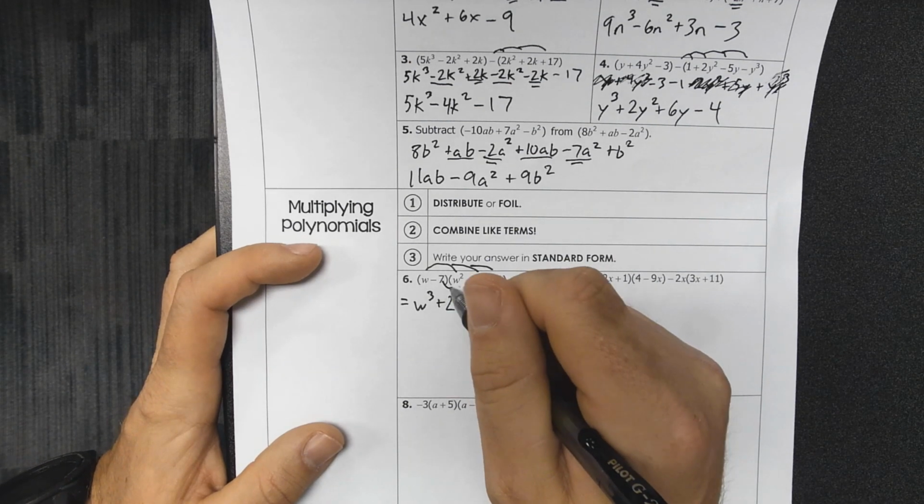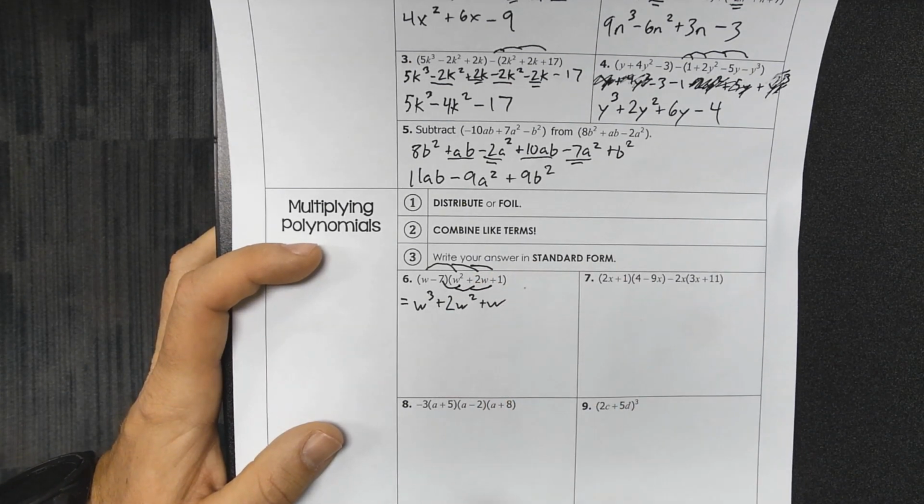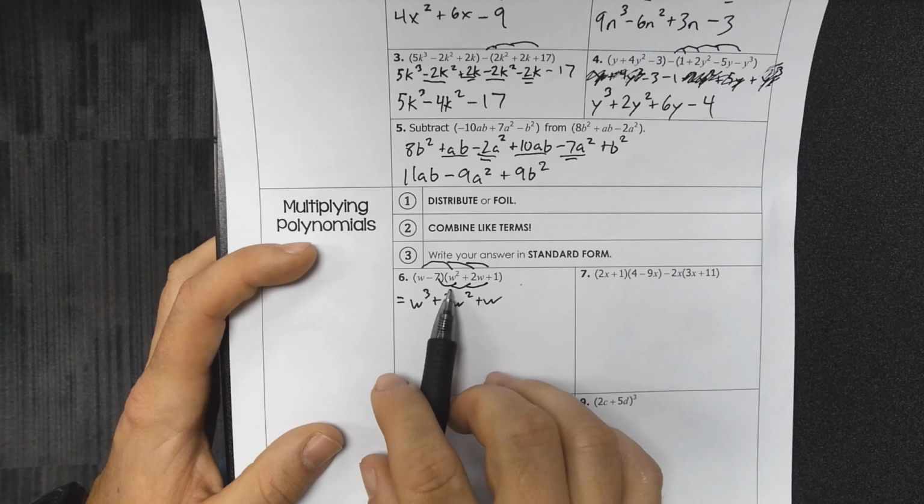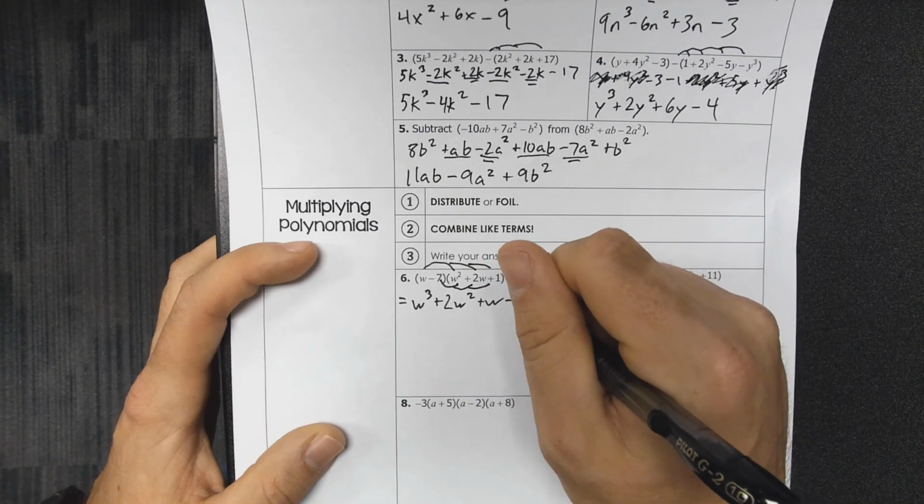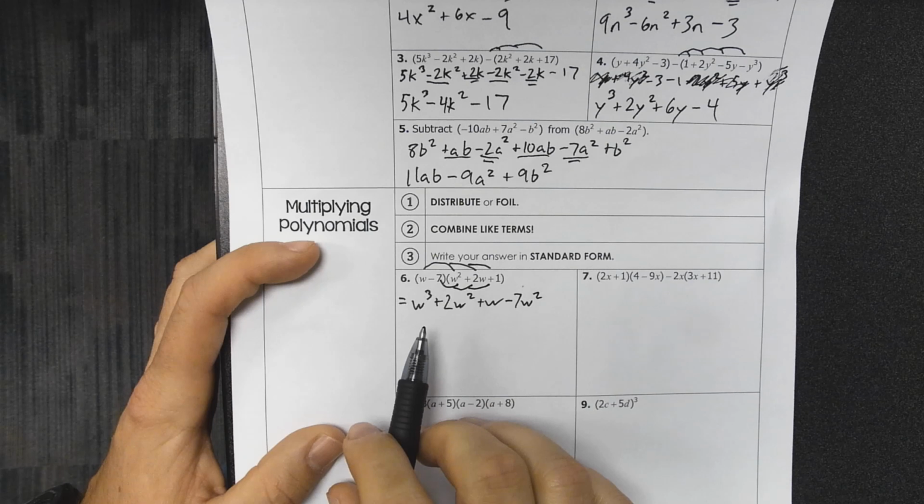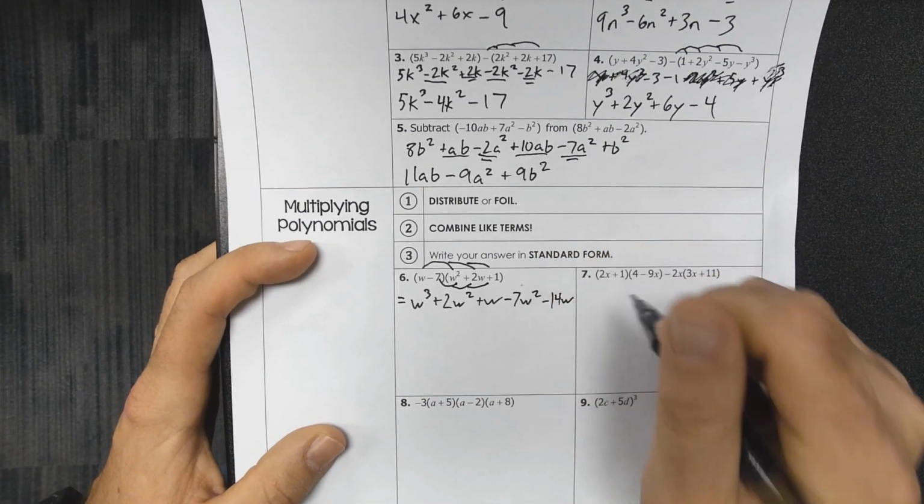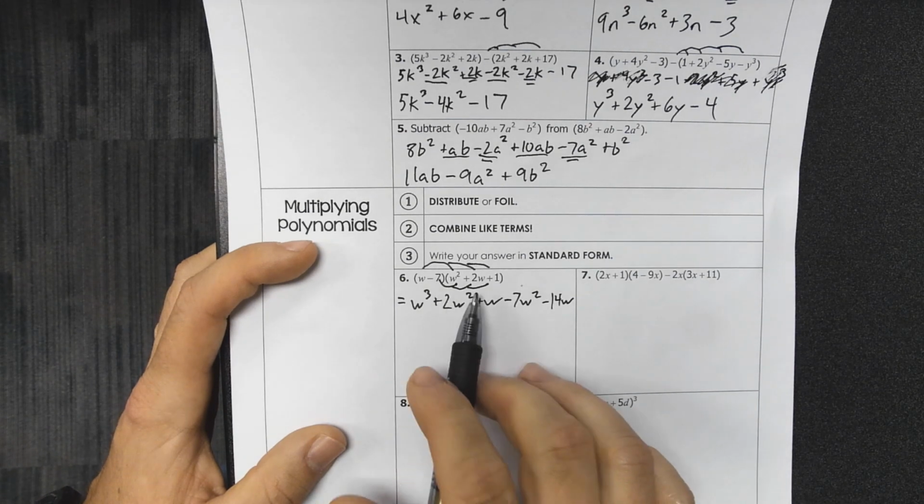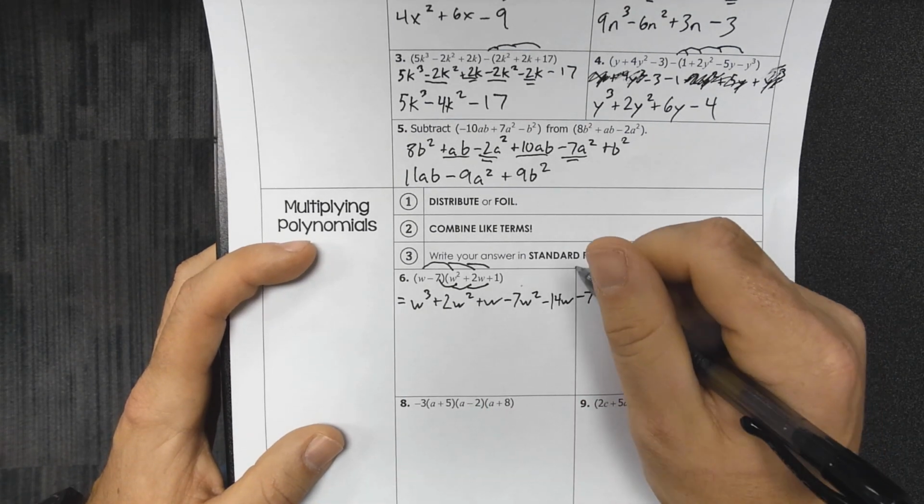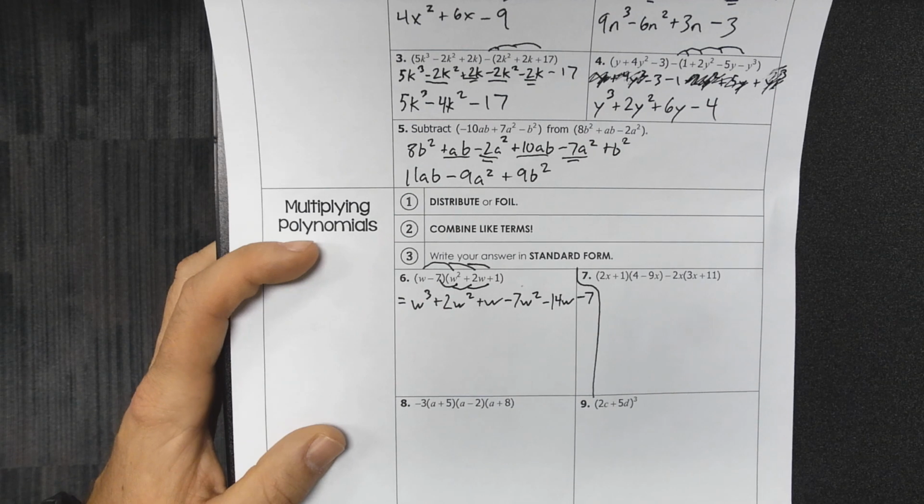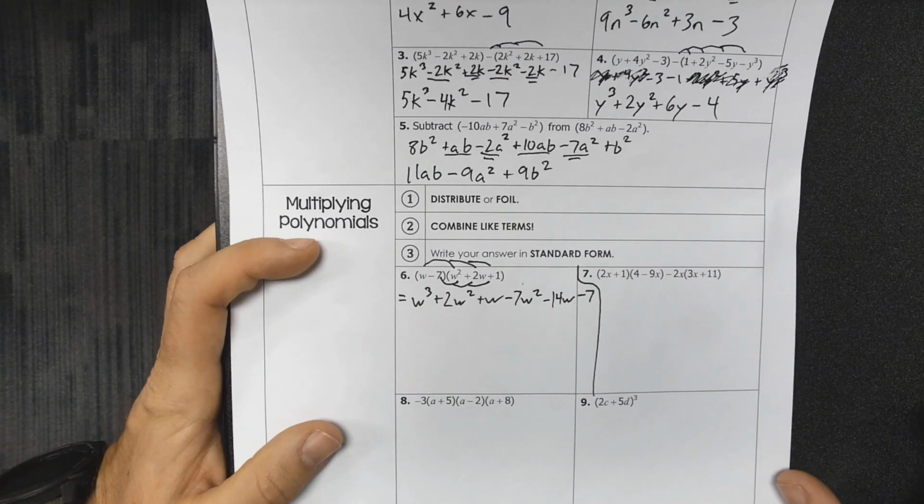Now what I need to do is distribute the negative 7. So negative 7 times w squared is minus 7w squared. Negative 7 times 2w is minus 14w. And then negative 7 times 1 is negative 7. Running out of room there. And then combine like terms.